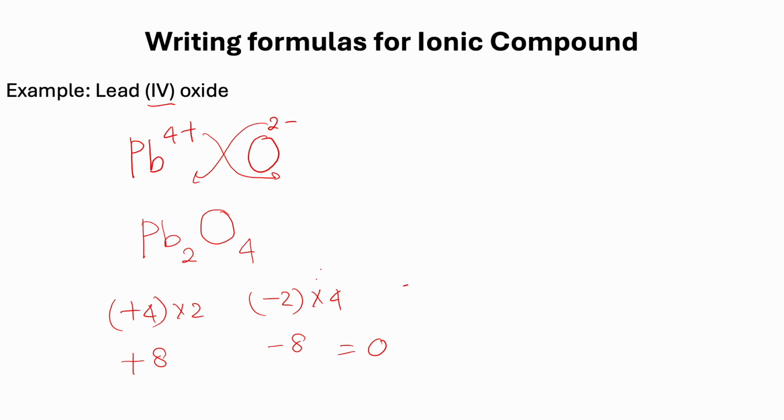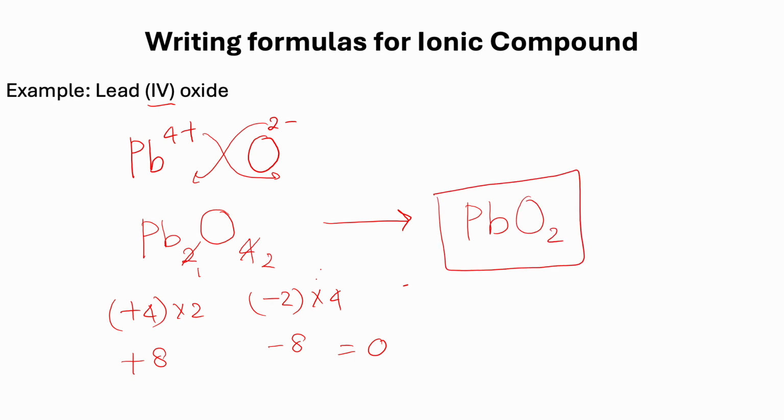However, you can see these subscripts are not in the lowest whole number ratio. Therefore, we can divide them by the greatest common factor, and by dividing by 2, you can obtain PbO2 as the formula for lead 4 oxide.